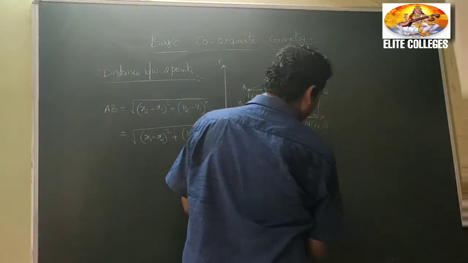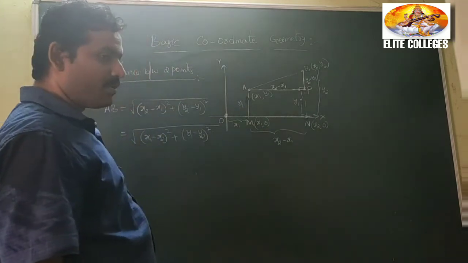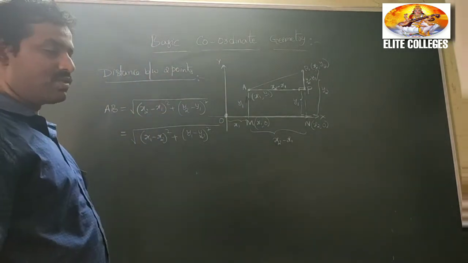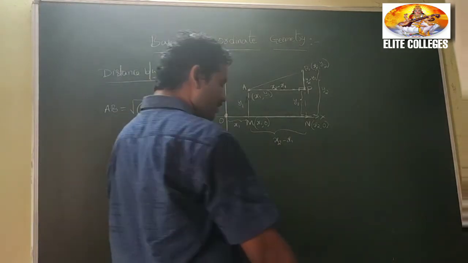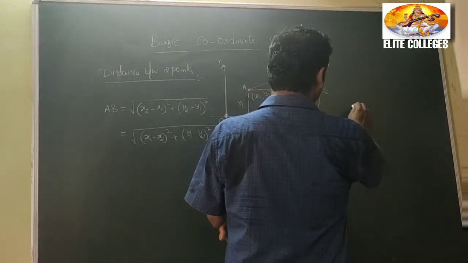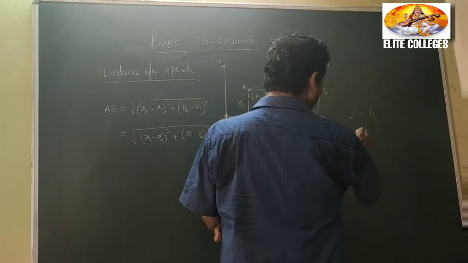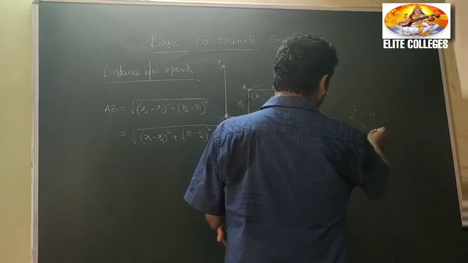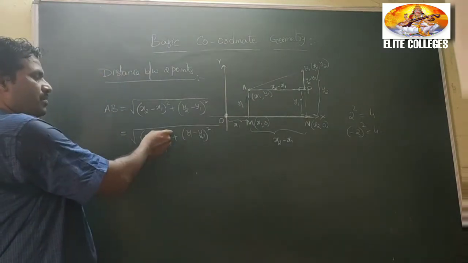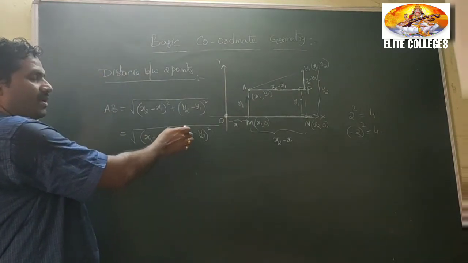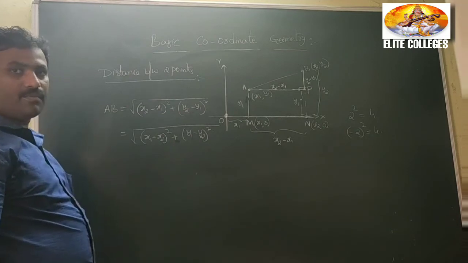So the distance between the 2 points is square root of x2 minus x1 whole square plus y2 minus y1 whole square. And observe this one. Either you can write 2 square is also 4, and a minus 2 whole square, that is also 4. That's why we can write it as x1 minus x2 whole square plus y1 minus y2 whole square.